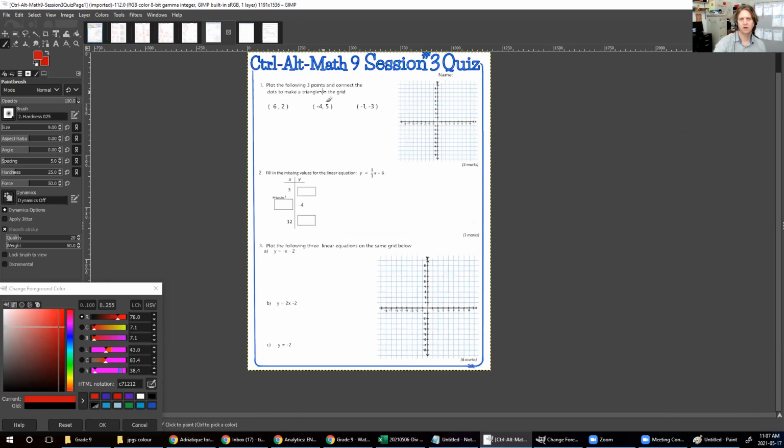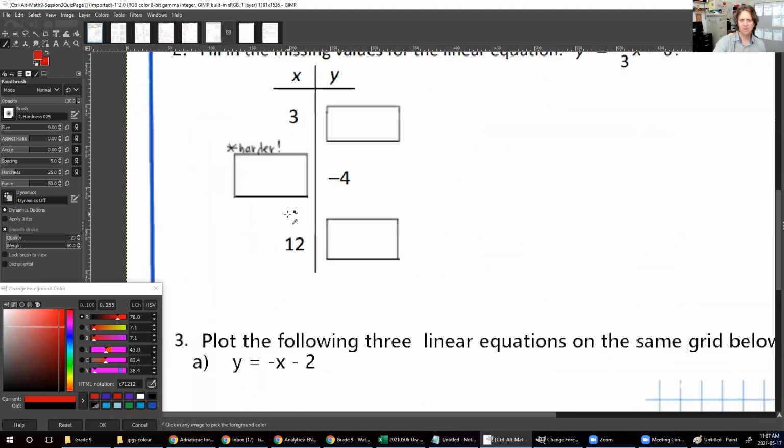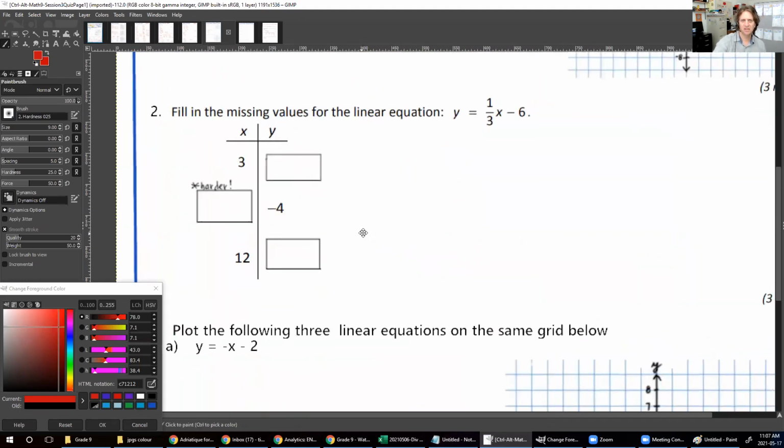Here, plot the following 3 points. Easy peasy. Find the missing value. There is a bit of a trickier question here, and I'll show you that one in a second. But if you have 3, you substitute the x for 3. So you've got 1/3 times 3 minus 6, and you find out what y is. Same with this: instead of writing the x, you'd write 12. So 1/3 times 12 minus 6, and you'd solve it.